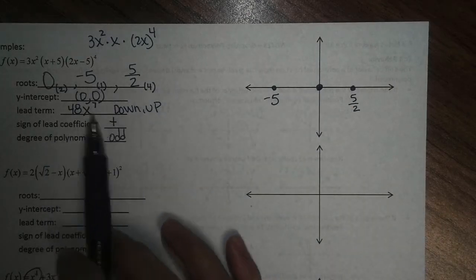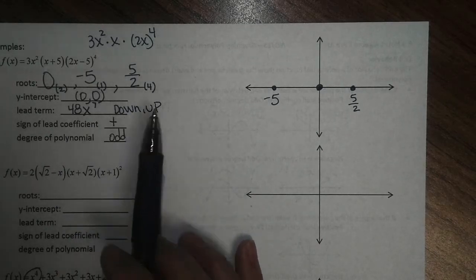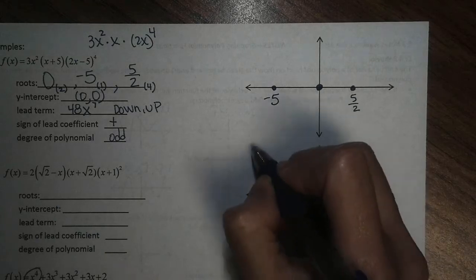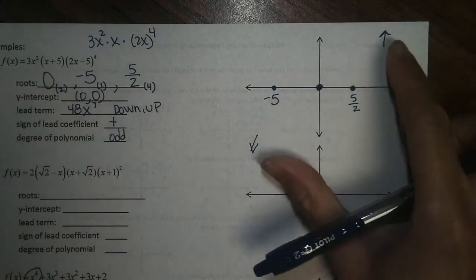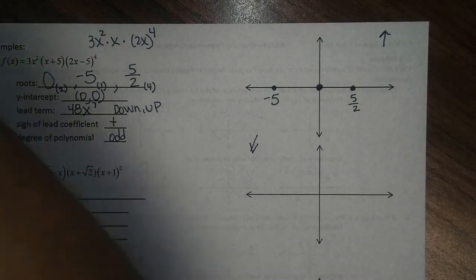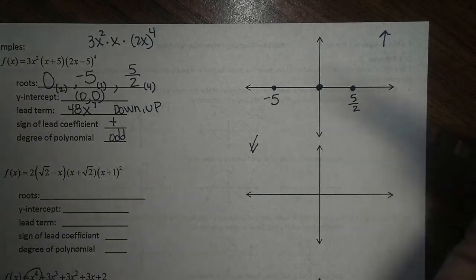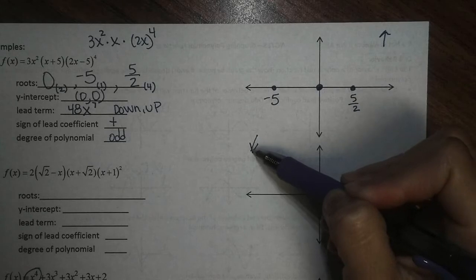Finally, what I like to do is graph the end behavior. So I know it's going to be down up. That means my graph is going to start down here and end up here. So that's called down up. Now I'm ready to start connecting all my stuff. I'm going to start down here in the negative infinity area, so the down.